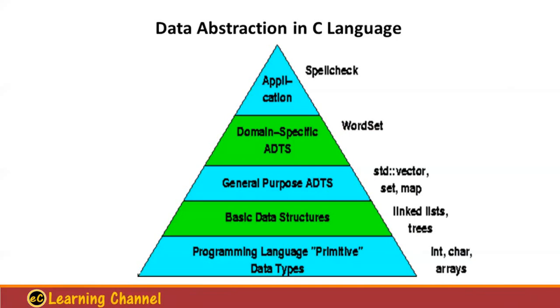So here we have the data abstraction. And I believe we talked about this before. We had the primitive data type and then basic ADT, the abstract data type, okay? And then vector and then word set and then spell. So with higher abstraction, lower portion is more physical. And data structure is trying to use the higher level of abstraction to help solve problems more nicely. Okay, that's the purpose of using the data structure.